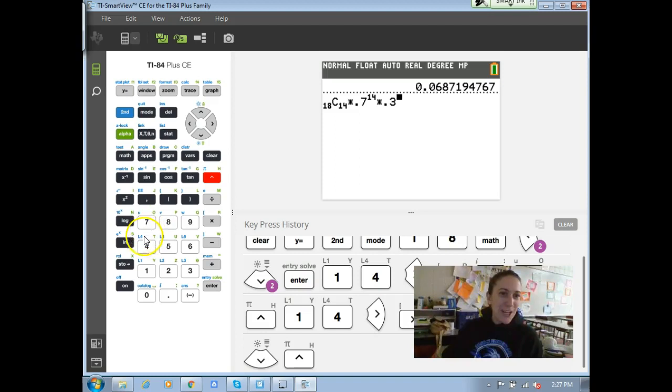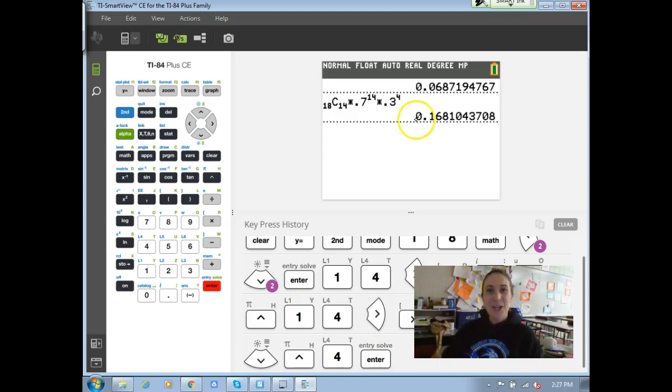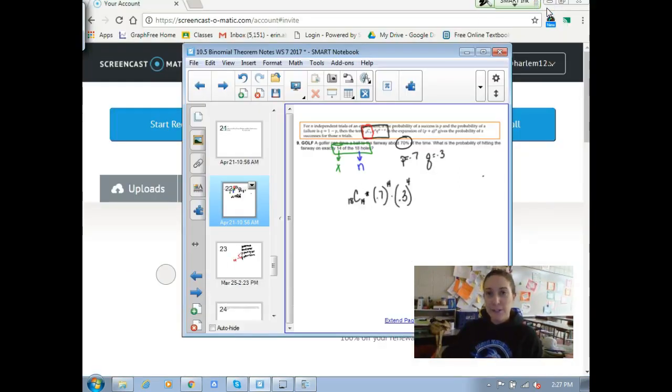It must be spring break if I can't even type right. All right, enter. Maybe I shouldn't be working. So this comes out to this answer. So there's a 16.8% probability that he's going to make it to the fairway 14 out of 18 times. Exactly 14 out of 18 times.